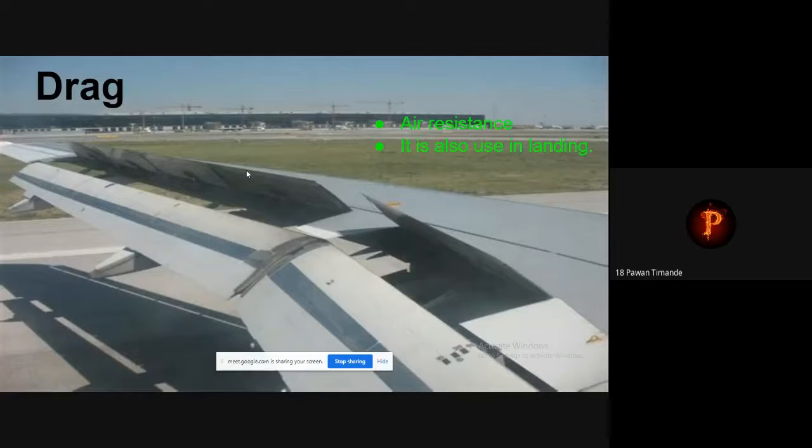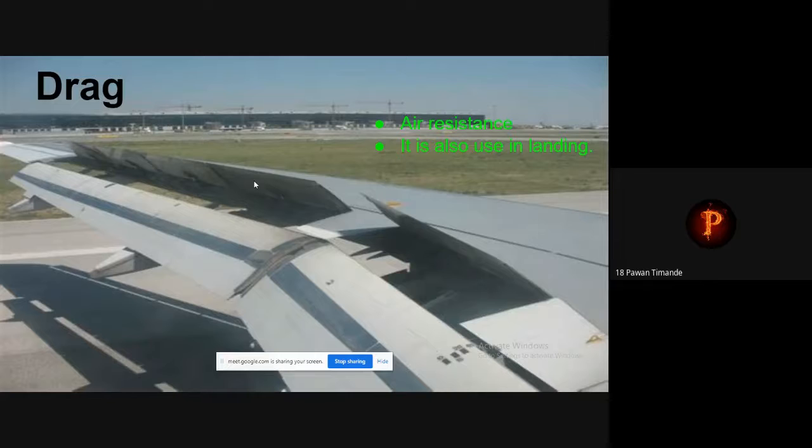And here is the drag force, which is also responsible for the flight of the airplane. It is basically the air resistance. All these forces in combination are necessary for the airplane to fly into the sky. If all these forces are balanced, that is, weight is balanced by lift, and thrust is balanced by drag, then we are able to keep the airplane at a particular height.